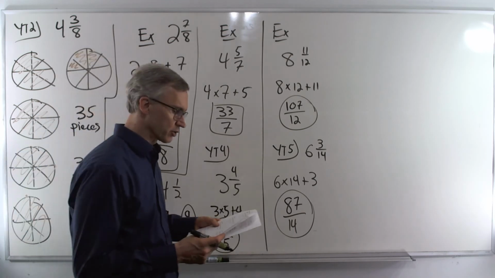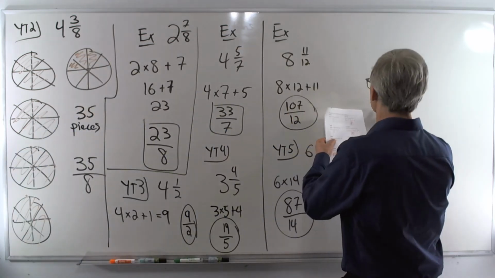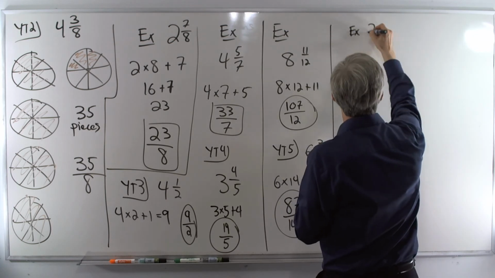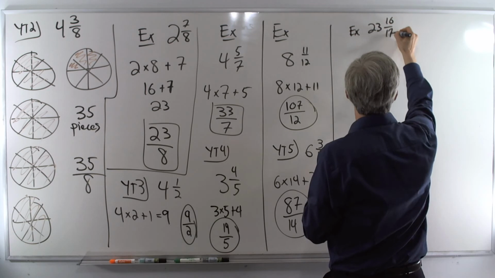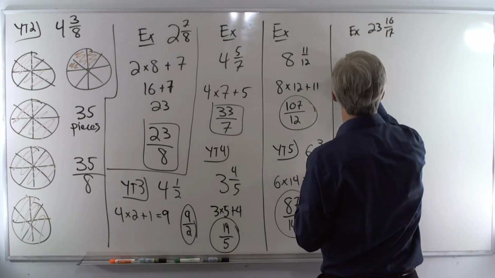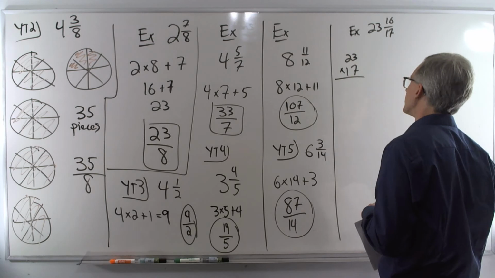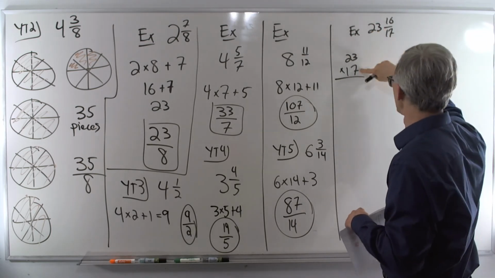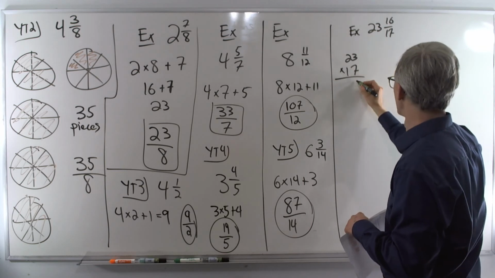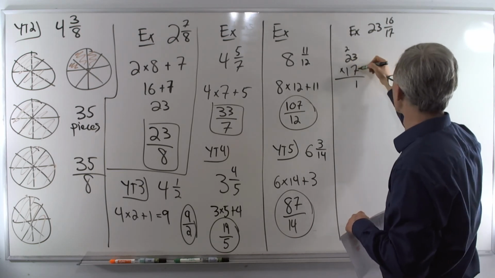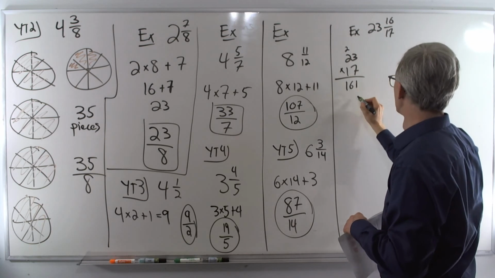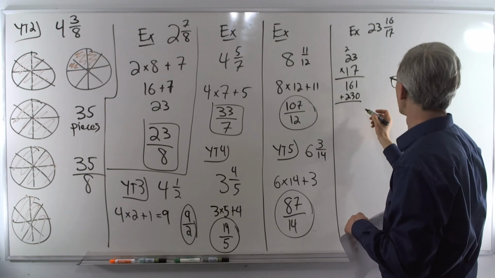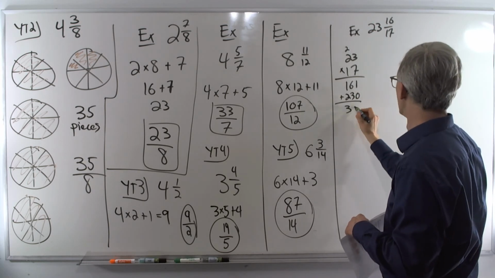All right, next up we got 23 and 16/17. You may need to do a little side calculation like this. Sometimes you get these double-digit ones, these are a little higher. All right, 23, whole number, times the denominator, 17. So we're going to do 3 times 7, 21. Carry the 2. 2 times 7 is 14, plus 2, 16. Second row, 23 times 1, so that's just 23. Add them together and we get 391.